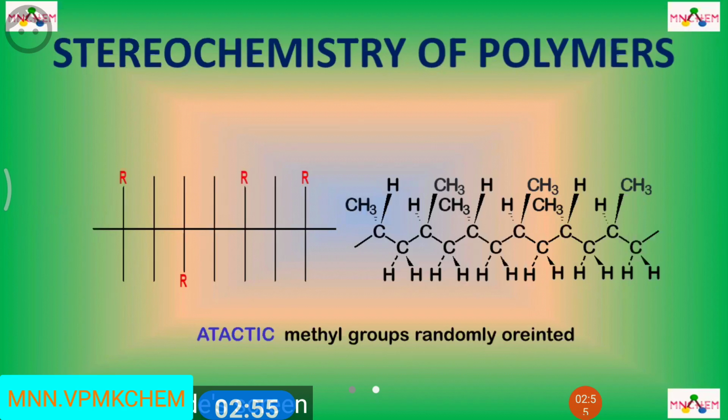Here in this example, again we are taking polypropylene, but you can see the methyl groups are arranged randomly or in an irregular manner. Some methyl groups are going behind, some coming towards you, but there is no pattern. Okay, we cannot observe a pattern. There is no such regularity. So such polymers are called atactic polymers, where the substituents are randomly oriented.